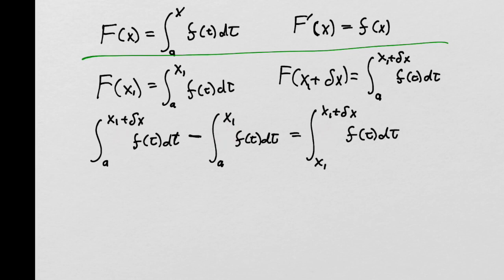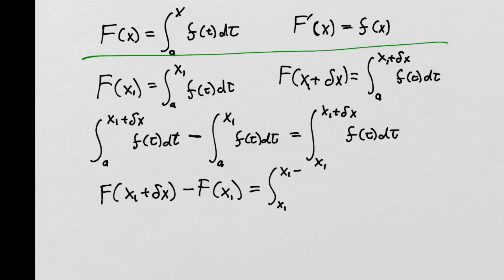And so now what I've done is I have an expression for an integral between x1 and x1 plus delta x1 in terms of F of x1 plus delta x1 and F of x1. And this, of course, is obviously going to be F of x1 plus delta x minus F of x1 equals, and let's see, I just leave the integral on this side alone, the integral from x1 to x1 plus delta x of f(t) dt.